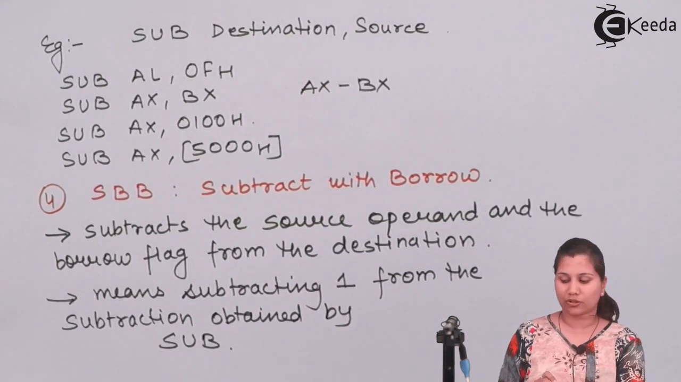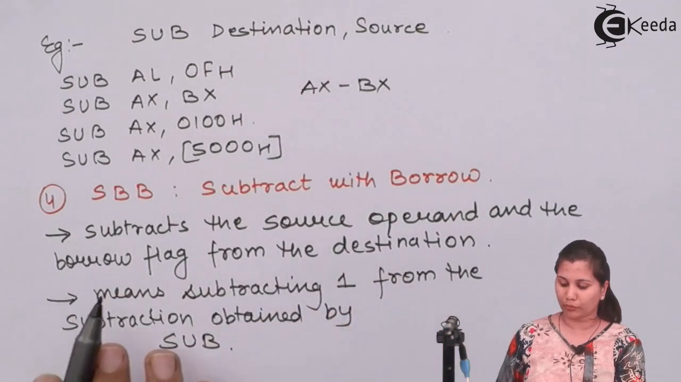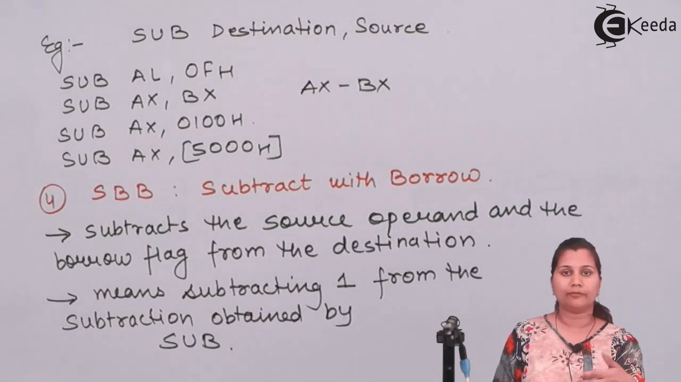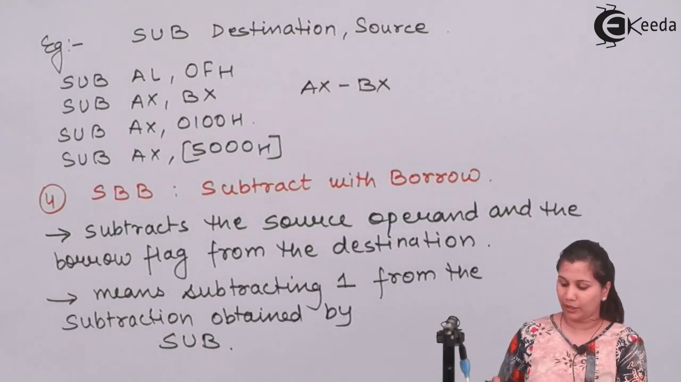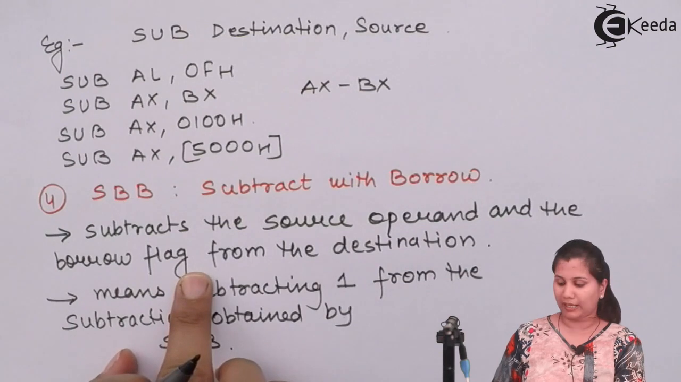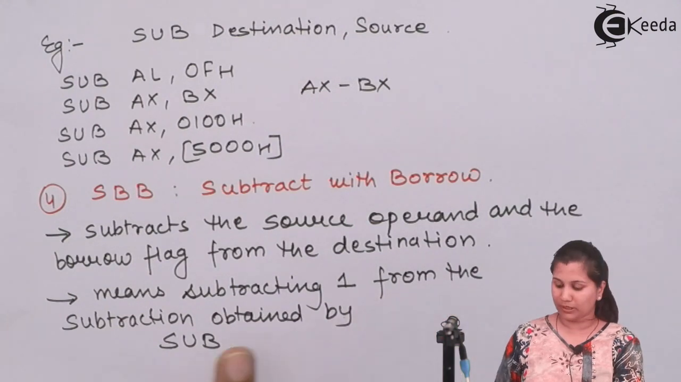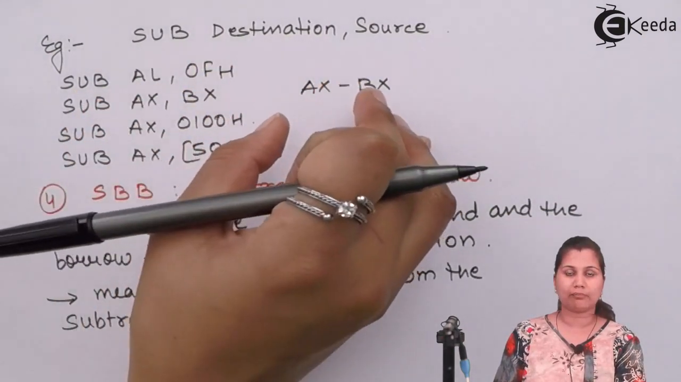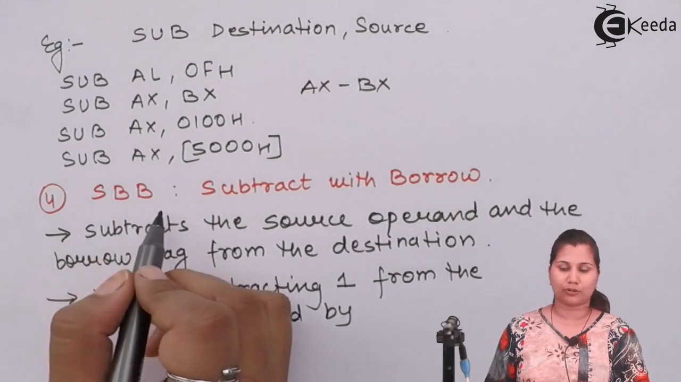So when we are using this instruction, subtraction with borrow, it means we are subtracting the source operand and the borrow flag. Borrow flag means the carry flag. Carry flag is used both for addition and for subtraction also. In case of subtraction, it is treated as the borrow flag. So borrow flag is just the carry flag, and we are subtracting the source and this flag from the destination. This means that we are subtracting 1 from the subtraction which is obtained by this SUB instruction. So the subtraction is the same, but we are subtracting 1 also through this SBB instruction.